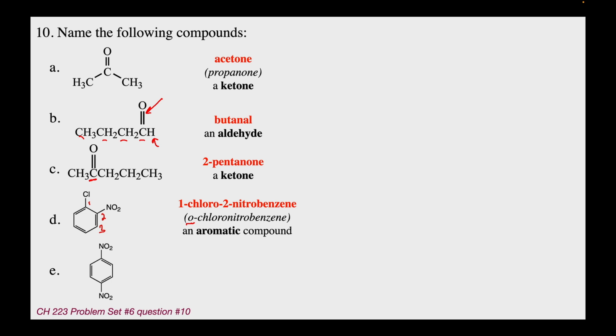The next one has 2 nitro groups on benzene, so it's a dinitrobenzene. You could call this 1,4-dinitrobenzene. You could also call this para-dinitrobenzene, and either way is fine. So ortho is 1,2, para is 1,4, meta, which is not as common, is 1,3. These are all examples of aromatic compounds, which have an extra set of stability.